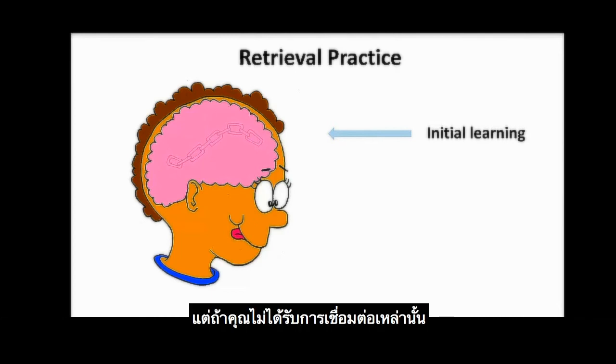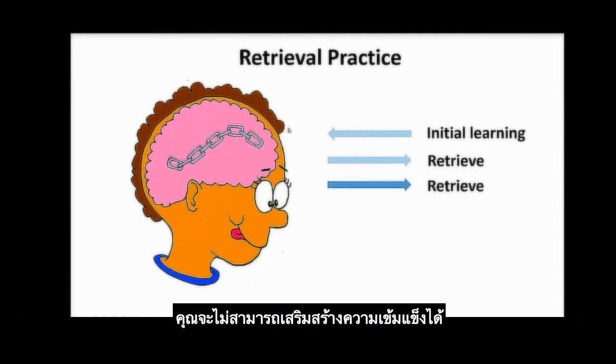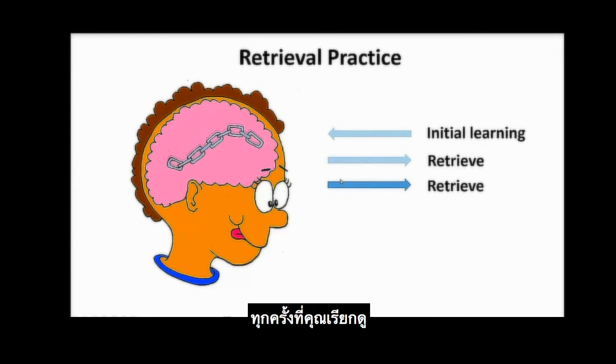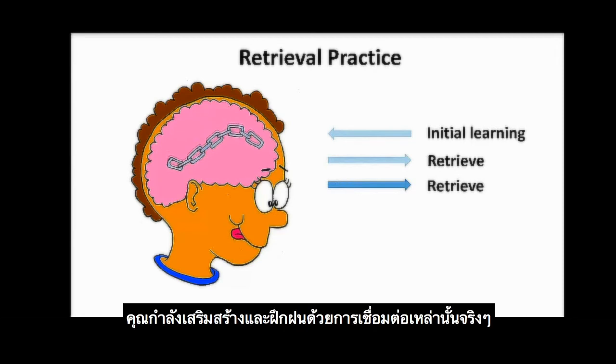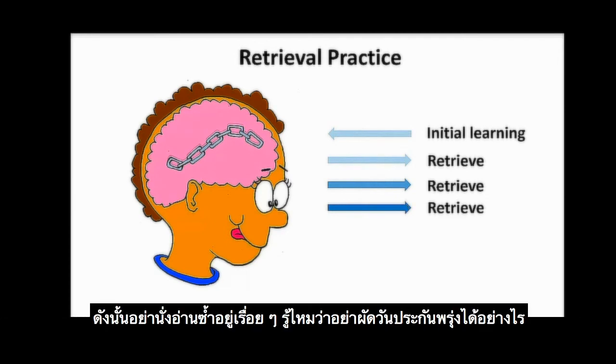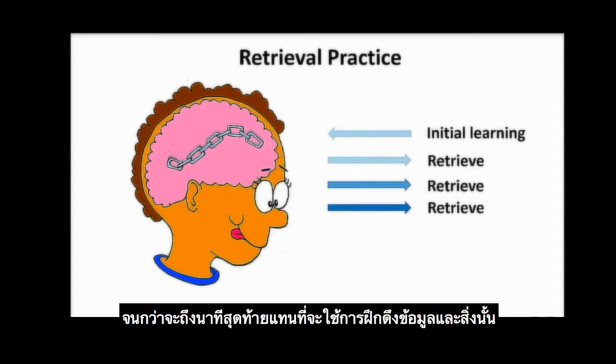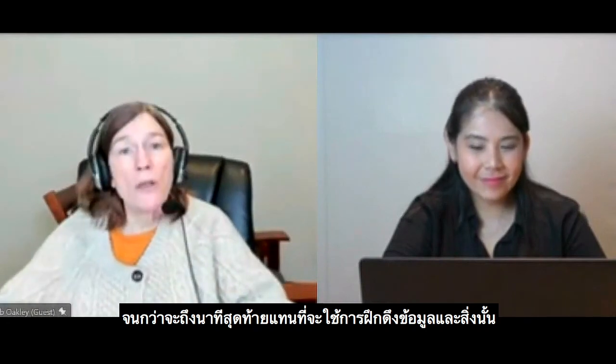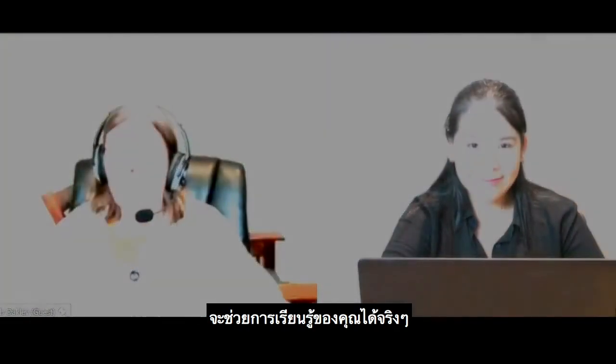But unless you retrieve those connections, you'll not be able to strengthen them. Every time you retrieve them, you're strengthening and practicing those connections. And so that is the most helpful way. So don't sit there and reread constantly. Don't procrastinate until the last minute. Instead, just use retrieval practice, and that will really, really help your learning.